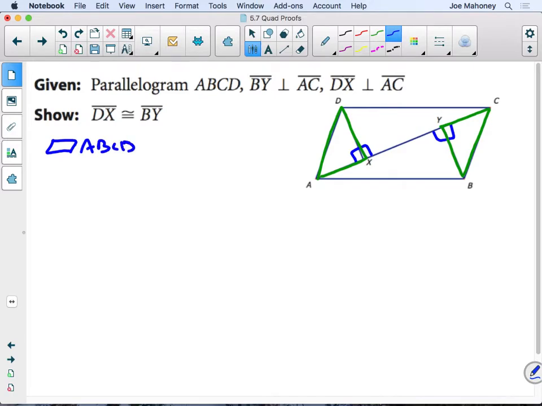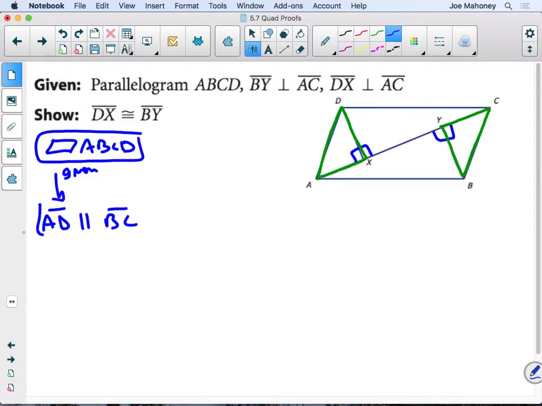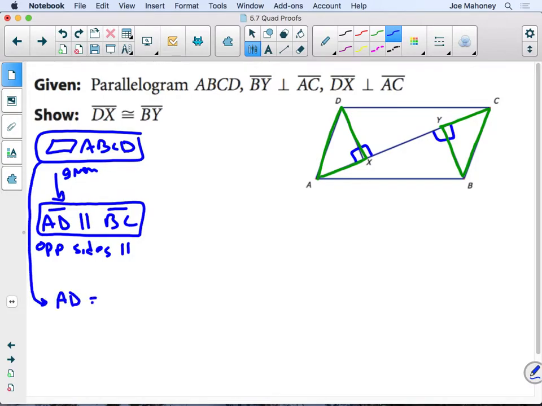Given parallelogram ABCD. So from there, I'll first start by saying that side AD is parallel to side BC. And that's because the opposite sides are parallel. I also am going to say that AD is congruent to BC.